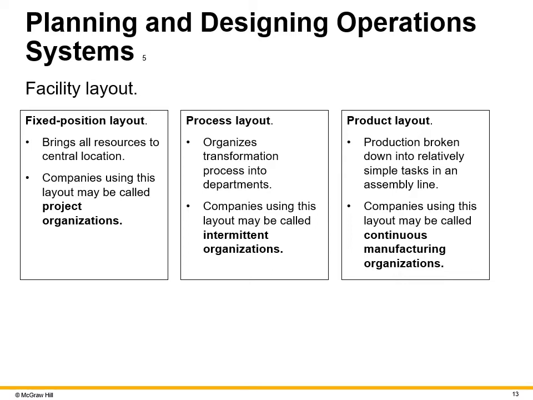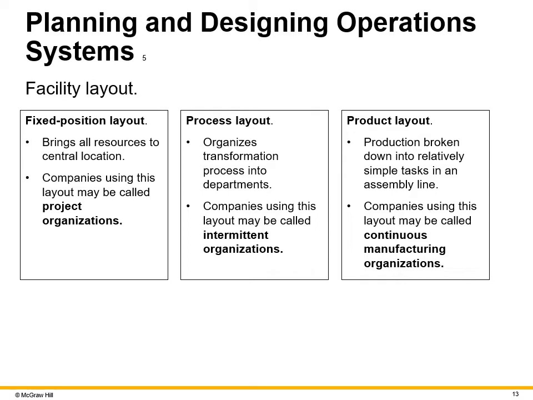A company that uses a fixed position layout may be called a project organization because it typically involves large, complex projects such as construction. The process layout organizes the transformation process into departments that group related processes. Intermittent organizations, which create products to customers' specifications and produce relatively few units of each product, use a process layout.